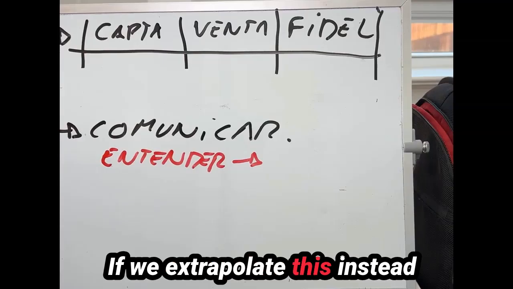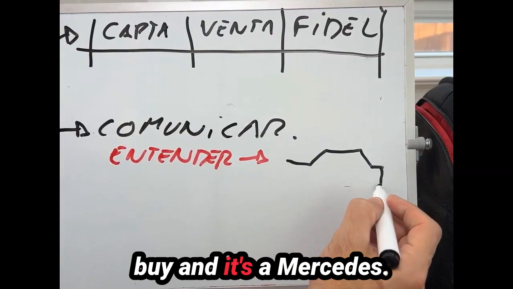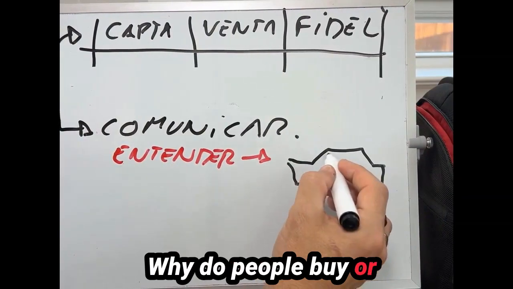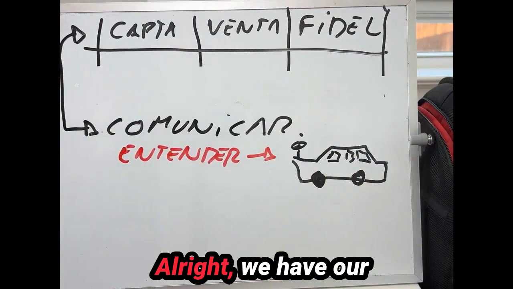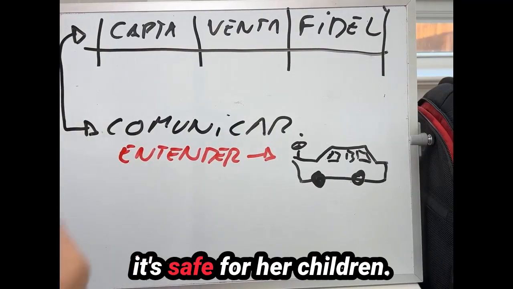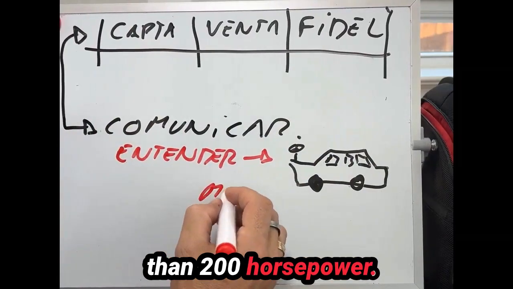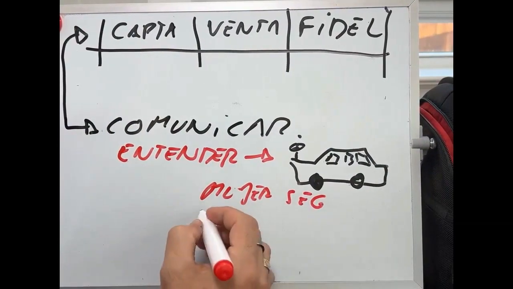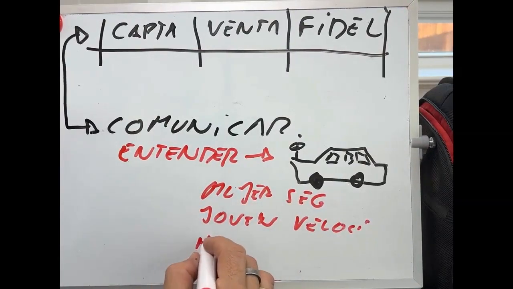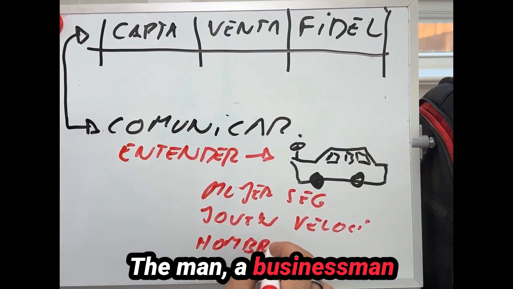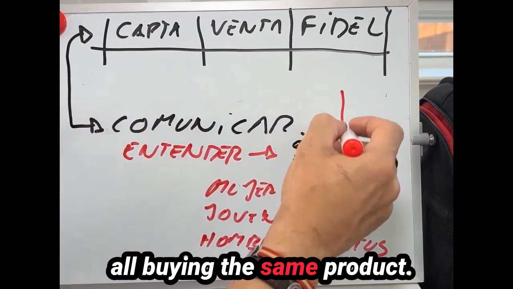If we extrapolate this instead of tourism to any other business, like a car business, imagine I have a car to buy and it's a Mercedes. Why do people buy or would buy a Mercedes? I really like to use this example. All right, we have our Mercedes and the woman would buy it because it's safe for her children. A young person would buy it because it has more than 200 horsepower. The woman buys it for safety. The young person buys it for speed. The man, a businessman, buys it for status. Each person buys it for a different reason, but they're all buying the same product.